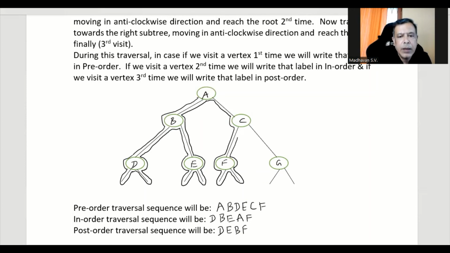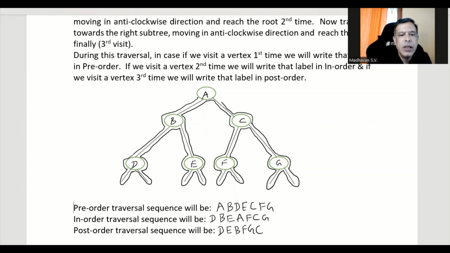Then you visited C for the second time, write it here. Then you go like this. Now you visited G for the first time, write it here. Come here. You again visited G for the second time, write it here. Go like this. You again visited G for the third time, write it here. Go like this. Now you are visiting C for the third time, write it here.